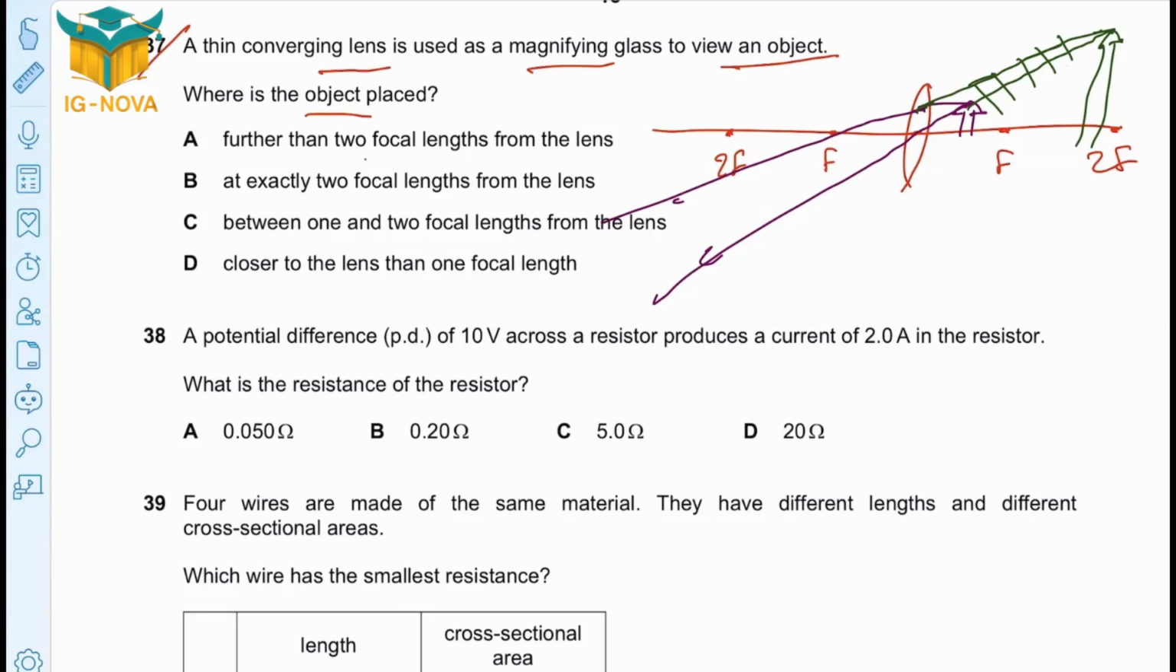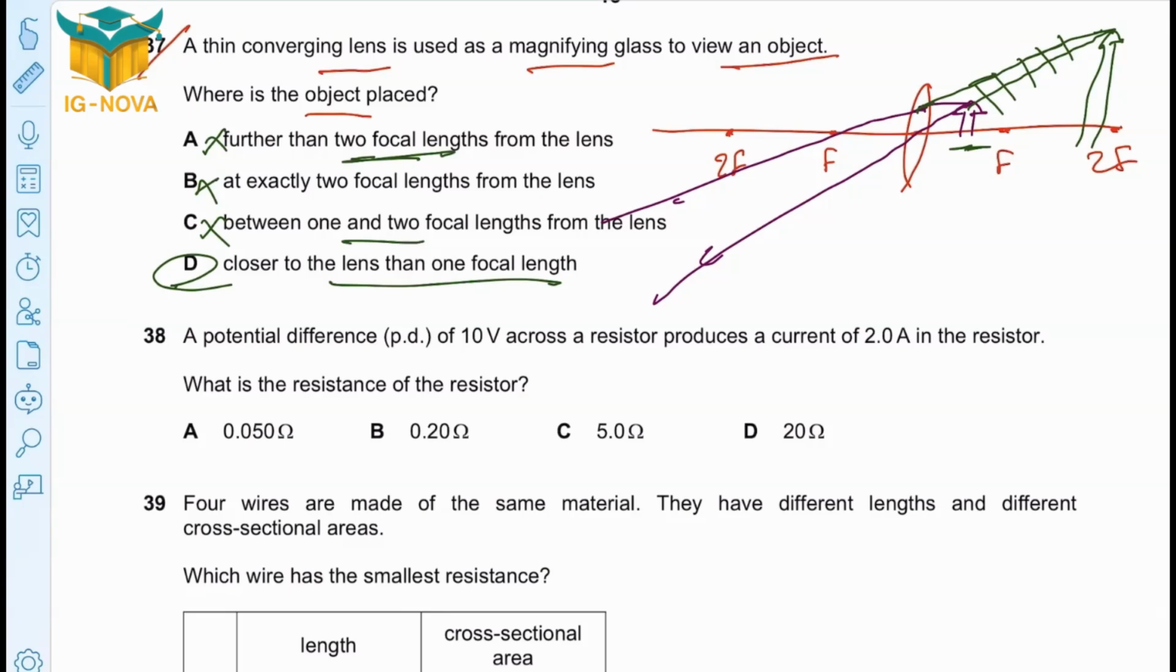So where was the object to be placed? Less than F. So further than two focal lengths, طبعا لا. Exactly on the focal length or on two focal lengths, لا طبعا. Between the lens and the focal length, closer to the lens than the focal length. So we're gonna go for B.